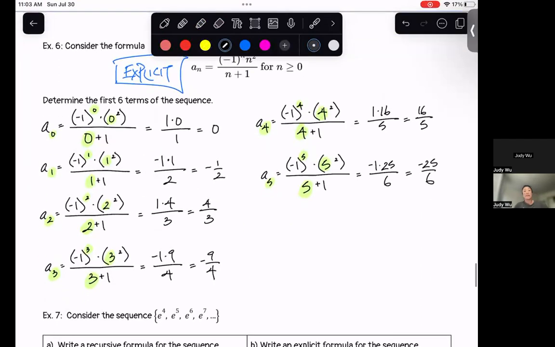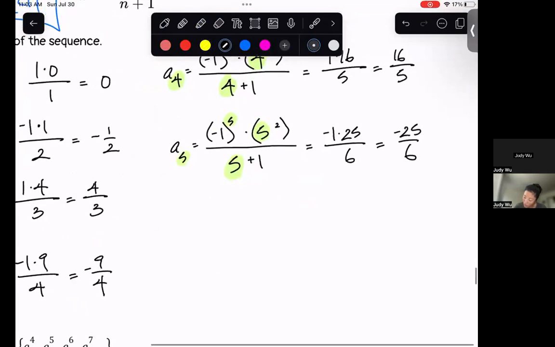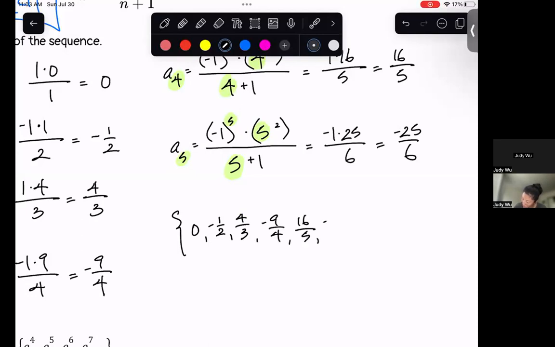All right, now, just to practice some notation here, if I wanted to write out the sequence, I would put them all in a squiggly bracket: 0, negative 1/2, 4/3, negative 9 over 4, 16 over 5, negative 25 over 6, and the ellipsis shows me that this is an infinite sequence.